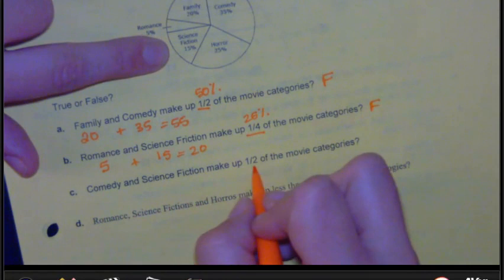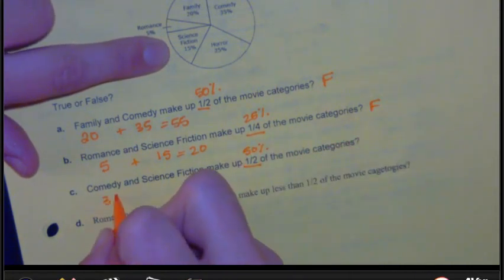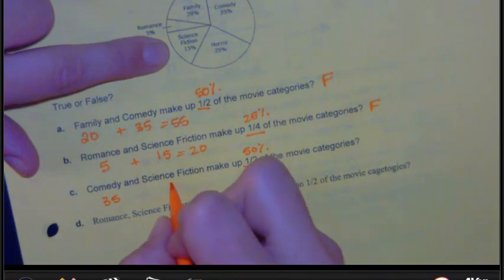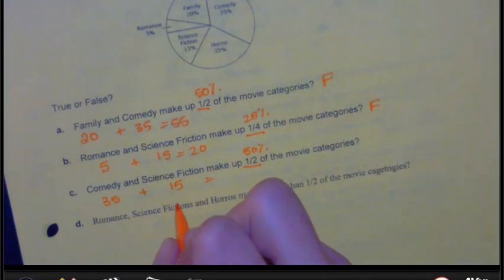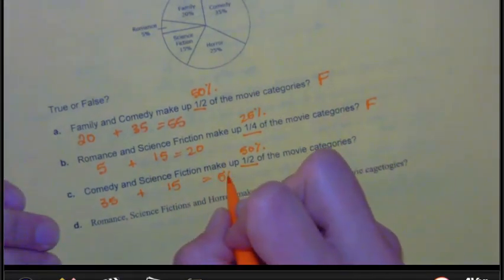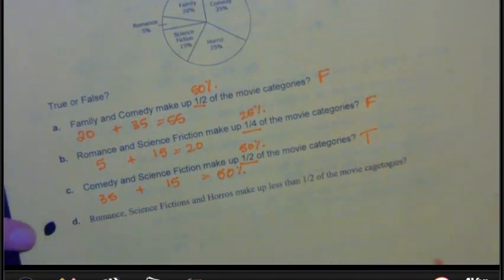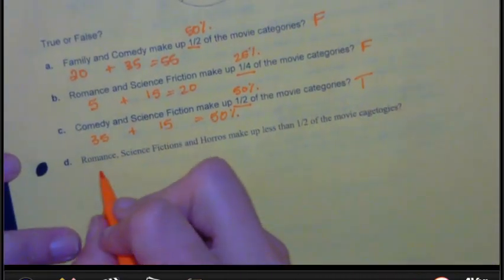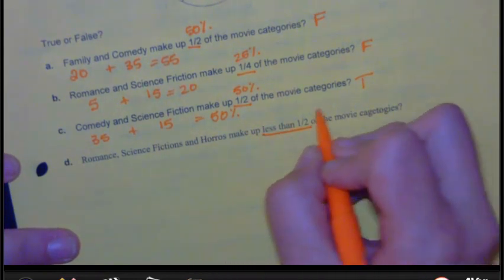All right, comedy and science fiction make up 1/2. Well, we know that's 50. So comedy is 35. Science fiction is 15. 5 and 5 is 10. 3 plus 1 is 4, plus 1 more is 5. So 50%. So is this going to be true? Yes.